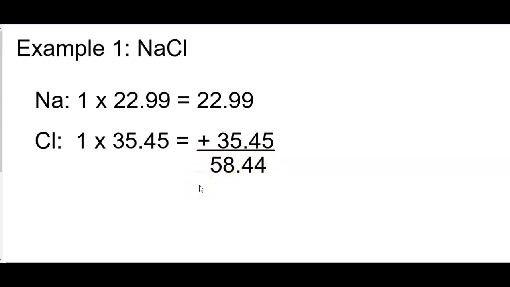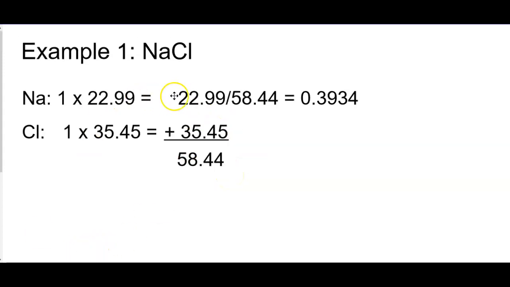To get percent composition, remember what a percent is. A percent is part over whole. So you'll take each of these two parts, for example, and divide by the whole. So I took the 22.99 divided by 58.44, I get that. Then I'm going to multiply that times 100.